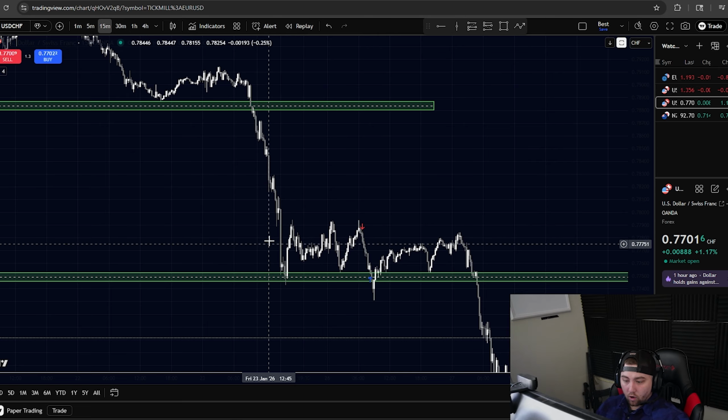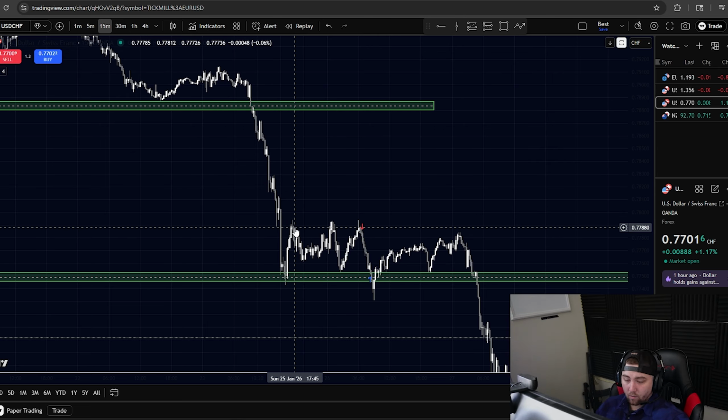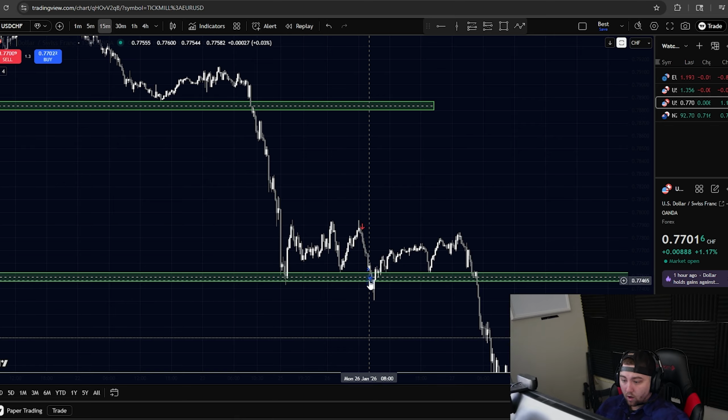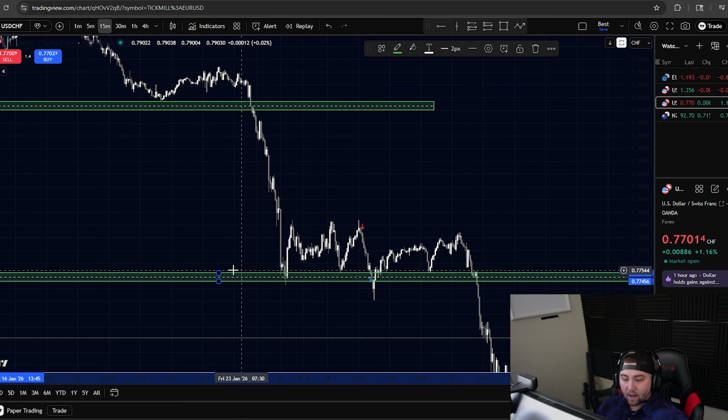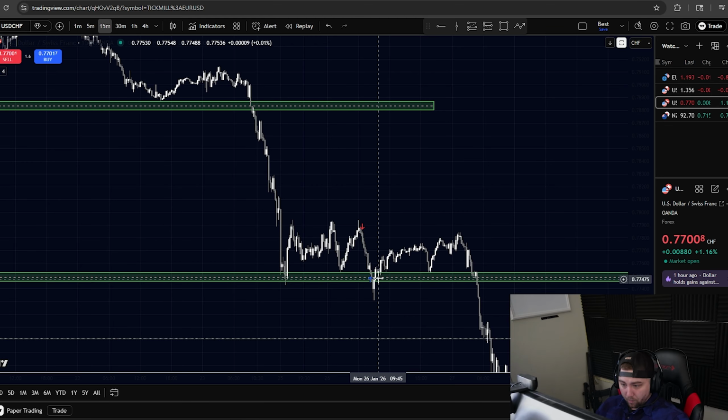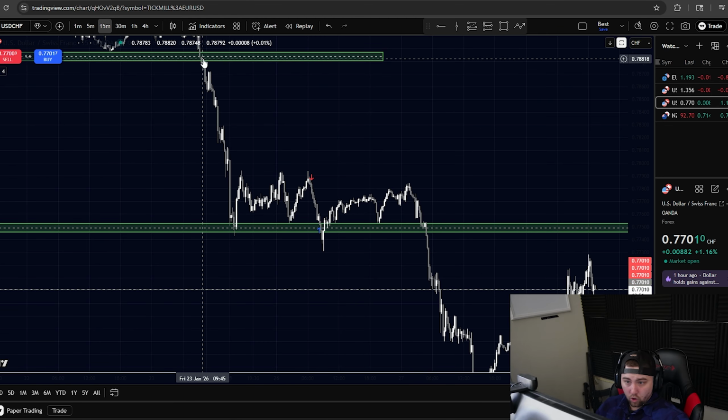Then we started to bounce right here. We bounced. So right here is where this is now a new valid area of interest. We have a couple taps. Okay, you won this trade.